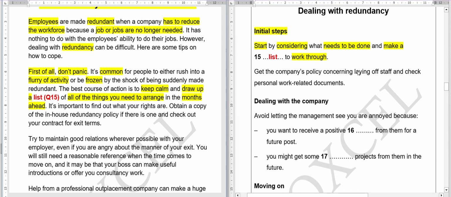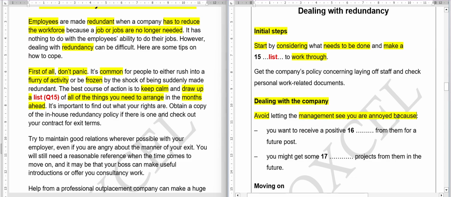So this is complete. We have to look at this particular question now. Dealing with the company. Now, after the initial step, what we have to do or how we should deal with the company. Avoid letting the management see you are annoyed because. So you have to avoid letting something happen. What you have to avoid is letting the management see you are annoyed.